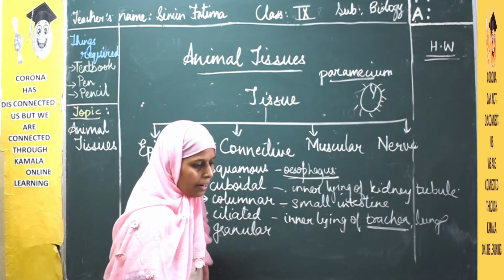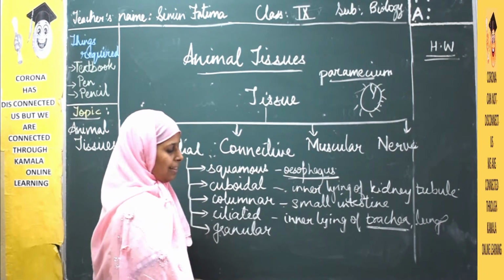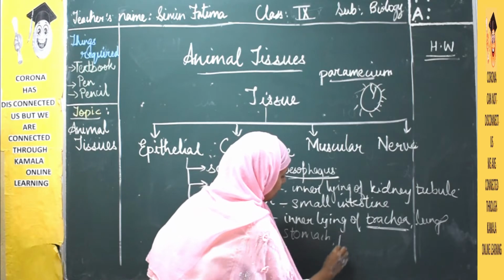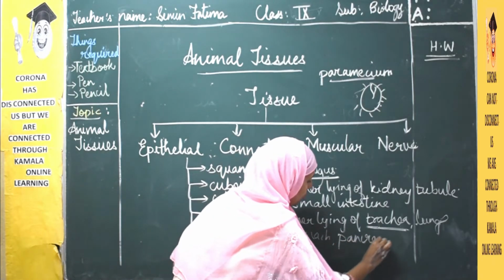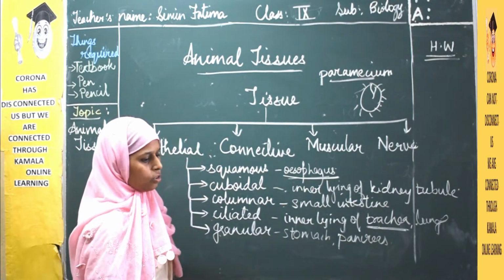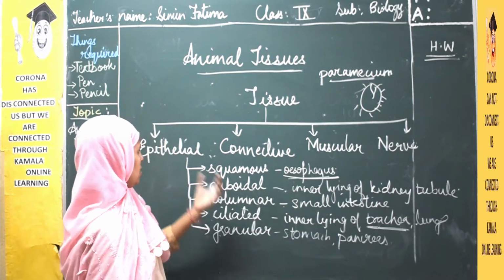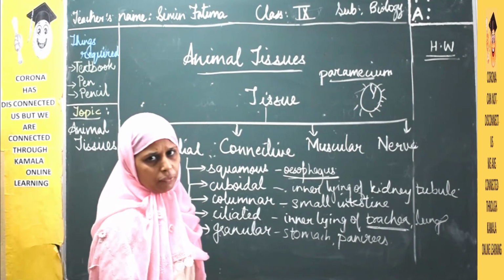Now next one is the glandular tissue, which is found in the stomach and in the glands, that is the pancreas. So this glandular tissue is found in the pancreas or in the stomach. This was about the location and this was all about the epithelial tissue membrane.